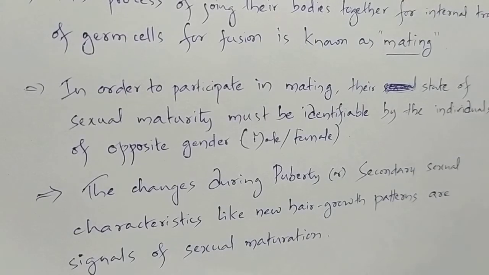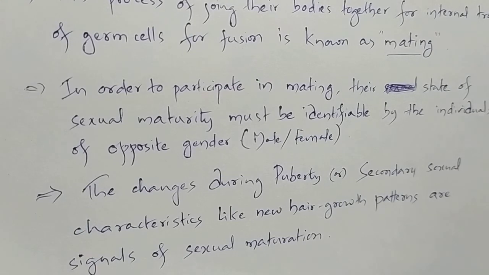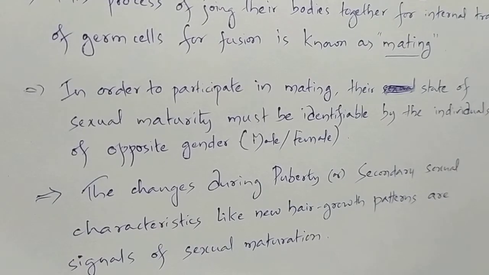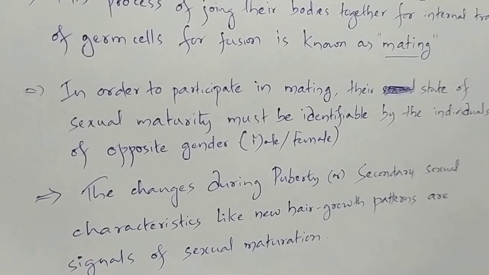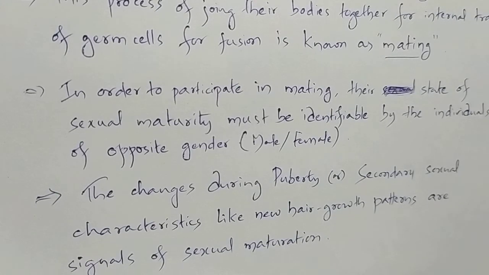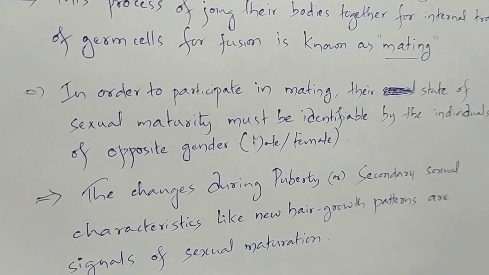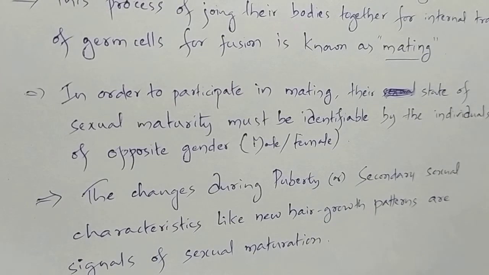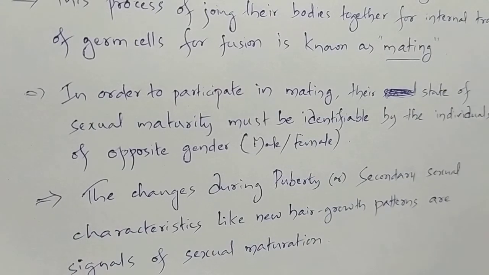In order to participate in mating, their state of sexual maturity must be identifiable by the individuals of opposite gender. Okay. So, in order to participate in mating, the male animal must be able to identify the female animal as female, and the female animal must be able to identify the male animal as male.